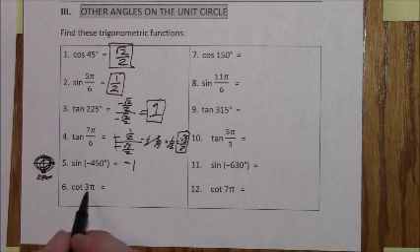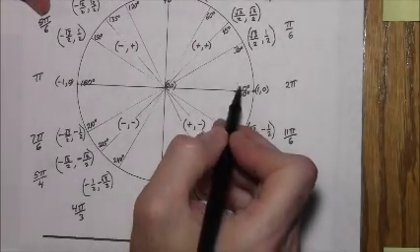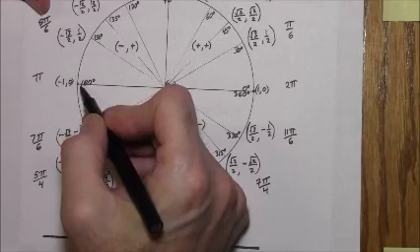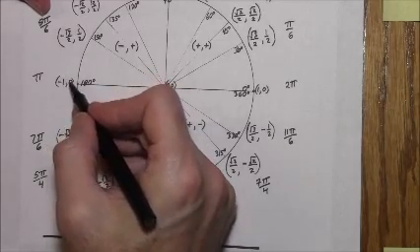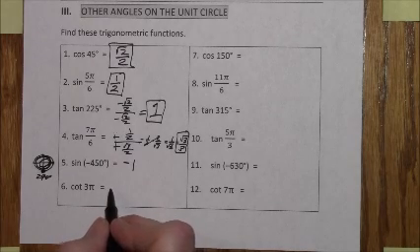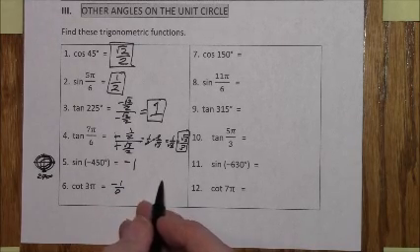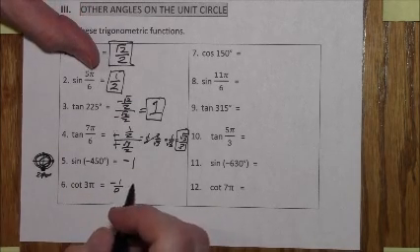For 3 pi, same thing. We're going to look for the cotangent. So if I go 1 pi, 2 pi, 3 pi, I'm at 180 degrees. And the cotangent is the x over the y. Cotangent is negative 1 over 0. We cannot do that. That makes this an undefined. The answer for this then becomes undefined.